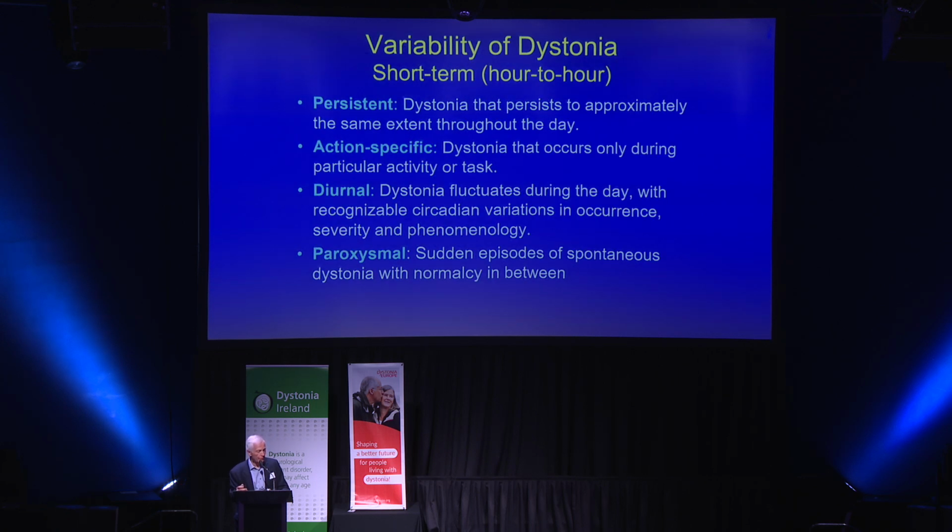Variability, short term, from hour to hour. Is it persistent? Is it action specific, as I told you? There are some forms of dystonia, particularly seen in children, that have what's called diurnal variability. And that means they can get up in the morning and function near normally, and by the end of the day, they're wheelchair bound. It's really quite remarkable.